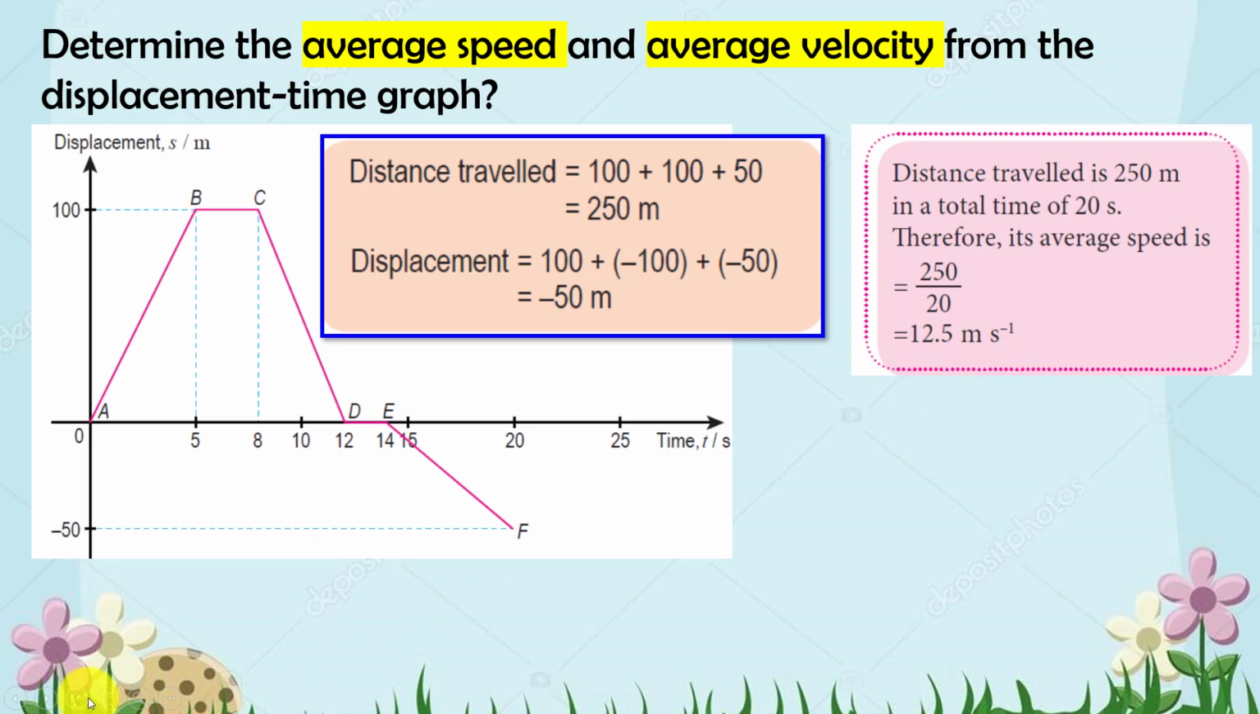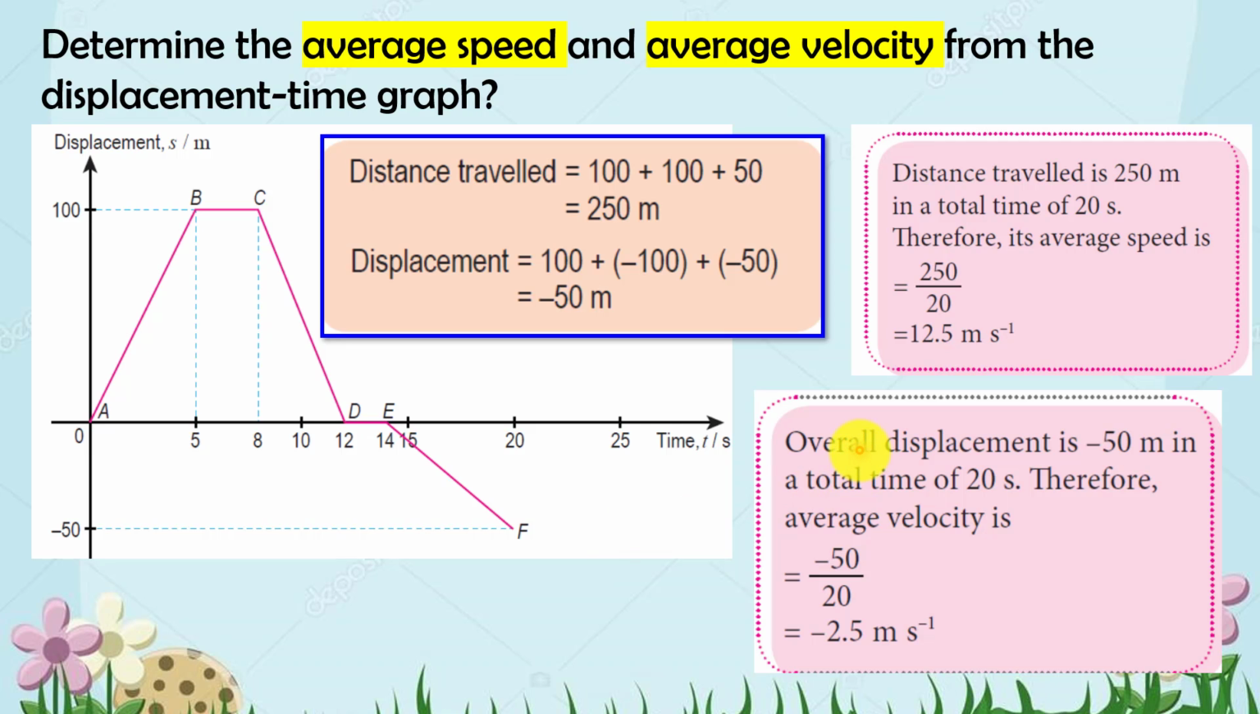Okay, how about the average velocity? Overall the displacement is negative 50 meters, right? The total time taken is also 20 seconds. So the average velocity, we just take negative 50 over 20. From here, my answer is sure to be negative. So negative 2.5 m/s. The negative means the motorcycle is moving in the opposite direction.